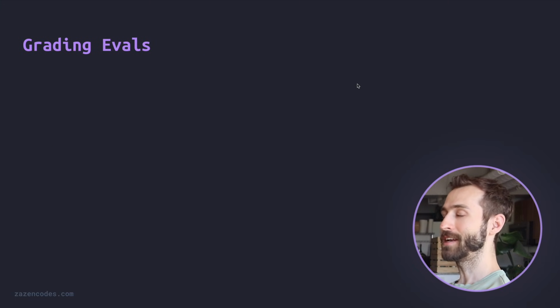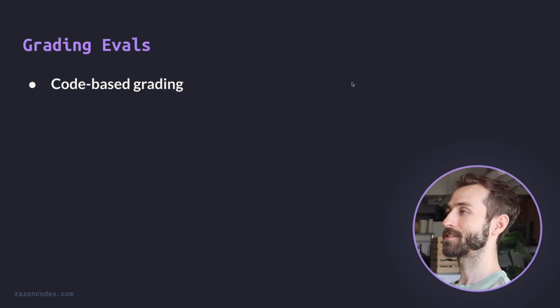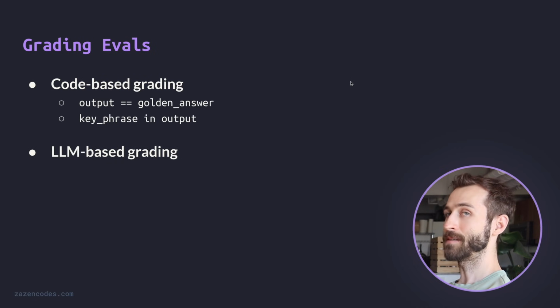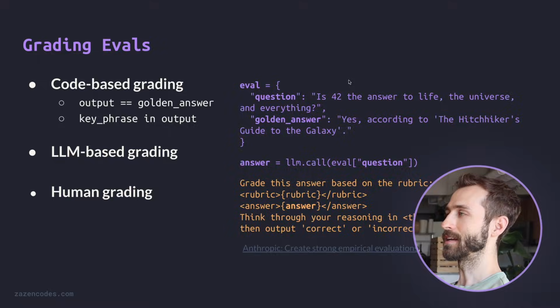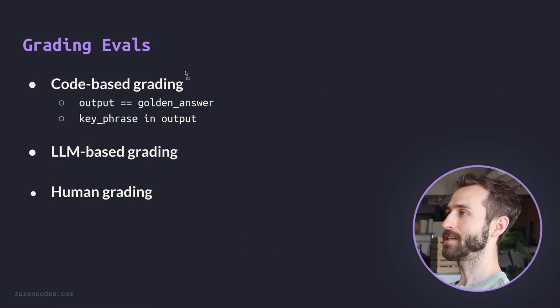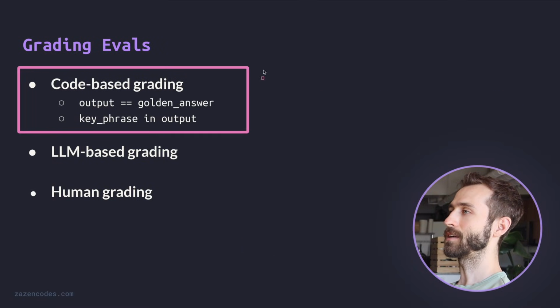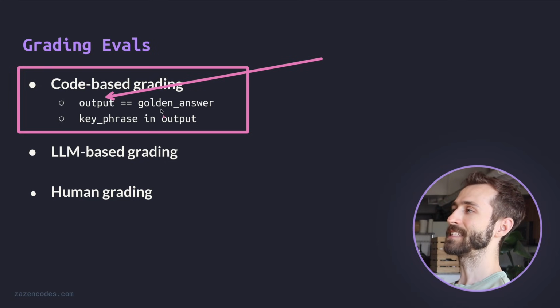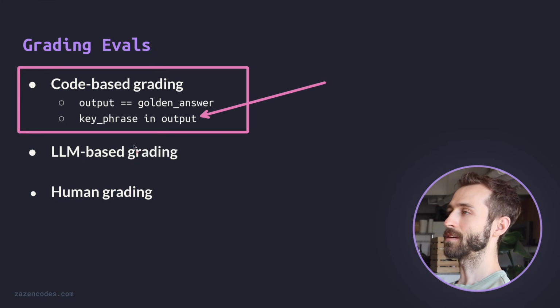When it comes to grading evals, we've got 3 options: code-based, LLM-based, and human grading. All right, let me roll this back. The first thing is code-based grading. This would be like you have an answer. This output comes from the LLM, and we could say, is that output exactly equal to what we expect? That's probably pretty rare, but in some cases we might want that. The one I implemented in Arbiter was this, key phrase in output.